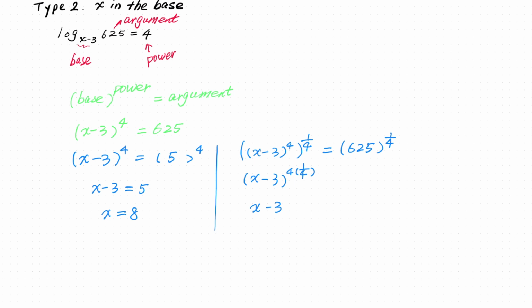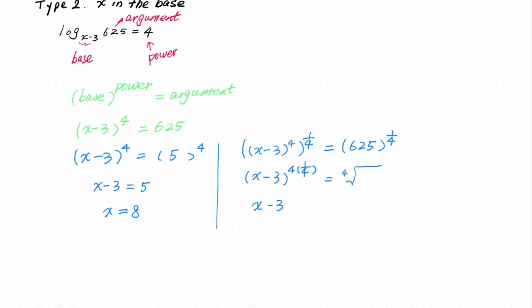On the right side, 625 to the power of 1 over 4 means we are looking for the fourth root of 625. If you have a calculator, you can check that the fourth root of 625 is actually 5. Then eventually we have x equals 8. You can use either way and eventually you will get the same solution, which is x equals 8.